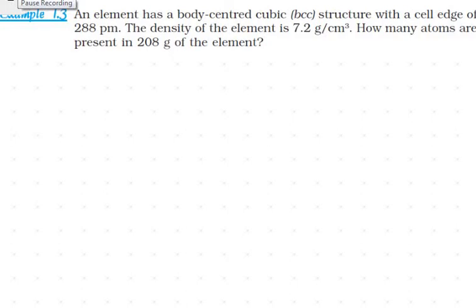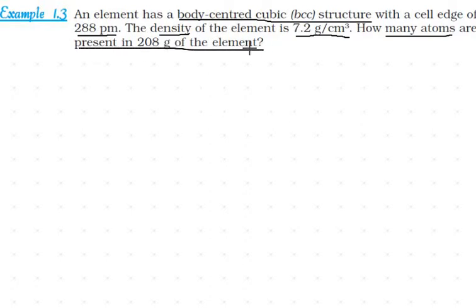Okay, now you can see one question on your screen. You may also open your textbook simultaneously if you want. This is textbook example 1.3. It says an element has a BCC, body centered structure, with a cell edge length of 288 picometers. The density is 7.2 gram per centimeter cube. Then how many atoms are present in 208 grams of the element?